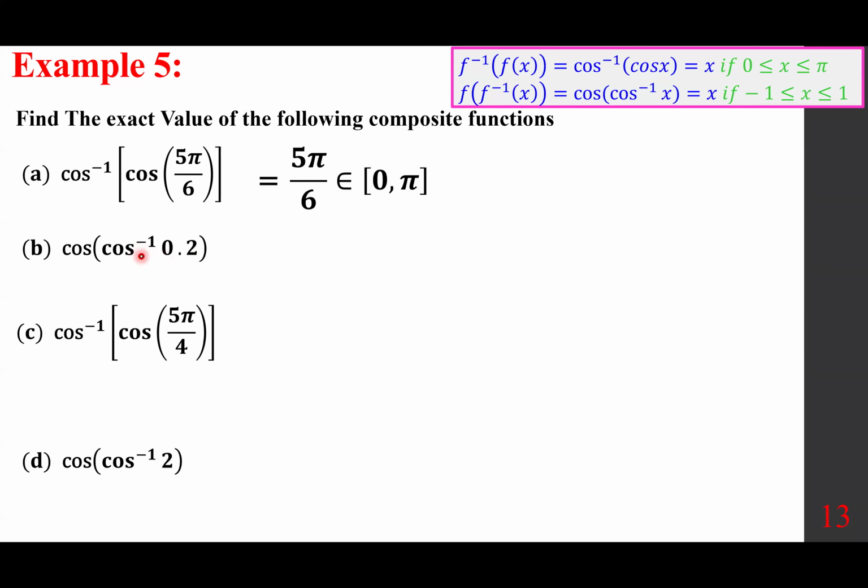Okay, so cosine inverse. Now, for cosine inverse, this is the x coordinate of cosine inverse. And for that, we come here. This number, is it between -1 and 1? Yes, it works. So the answer is 0.2, since 0.2 is in the interval of -1 to 1. So pay attention to the inner function, everybody. Pay attention to the inner function.